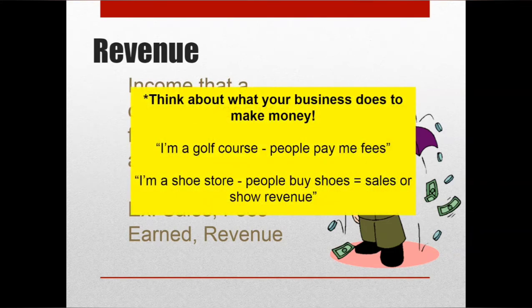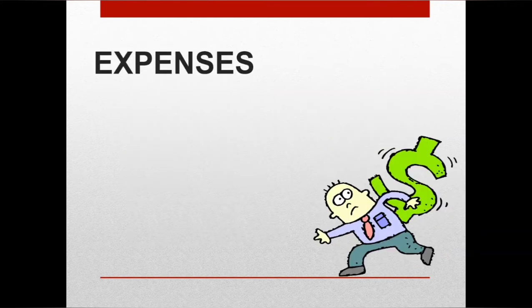The thing to think about when determining if something is a revenue is what your business does to make money. Okay, so if I am a golf course, how do golf courses make money? What are they in business to do? Well, people pay them fees to use the course. And so our revenue is going to likely have some sort of fees earned in the title. Another example, as I mentioned before, if you are a shoe store, what do you do? You sell shoes. So you're likely going to have sales or revenue with the word shoes in it, or the other things that you sell. So that can help you figure out what are revenues and what are expenses.